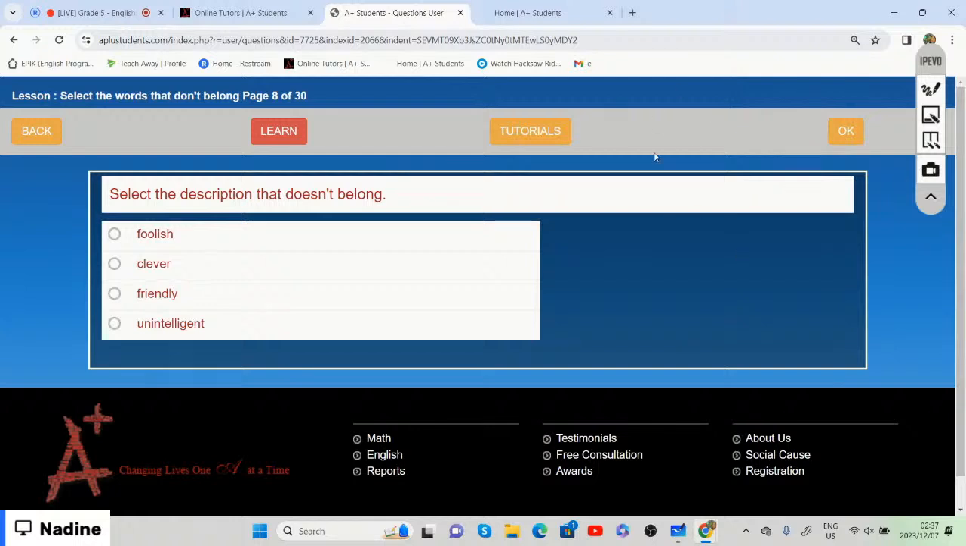So, what is the word that doesn't belong? We have foolish, we have clever, we have friendly, and we have unintelligent. Unintelligent meaning that someone is not intelligent.